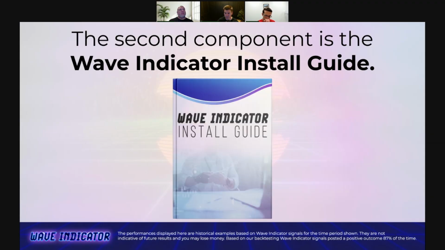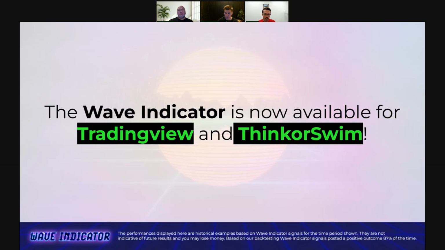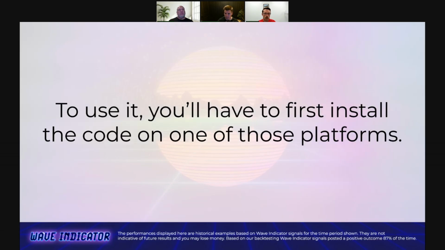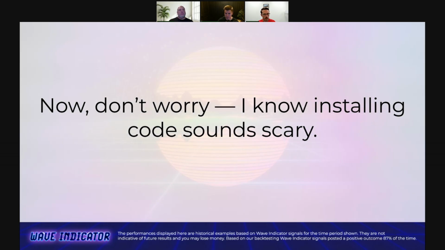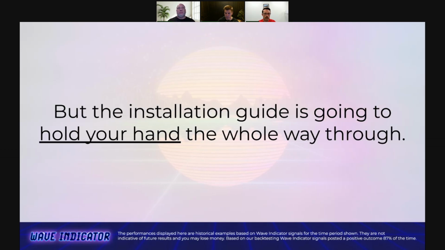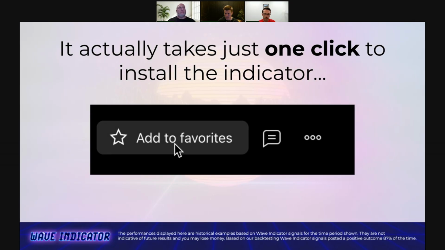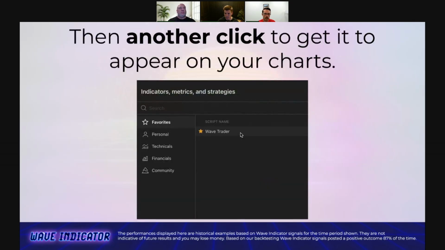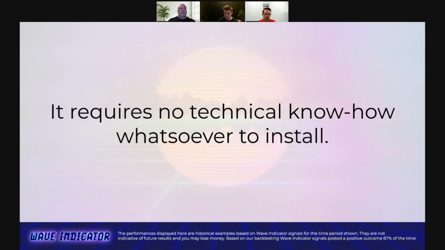The second component is the Wave Indicator install guide. So now the Wave Indicator is available for TradingView and Thinkorswim, but you will have to install the code on one of those platforms to use it. I know installing code might sound scary, but the installation guide is going to hold your hand the whole way through on this. It takes just one click to install the indicator and then another click to get it to appear on your charts. It requires no technical know-how whatsoever to install.